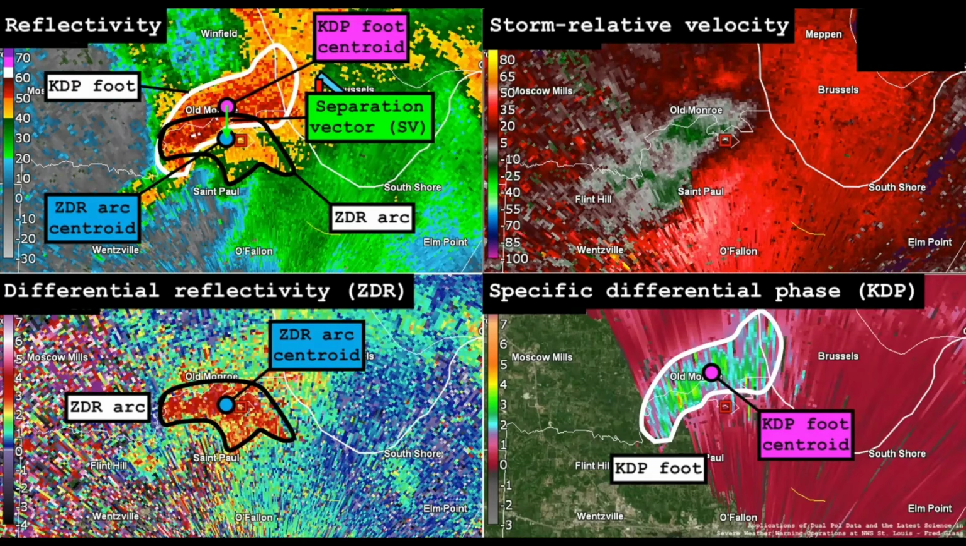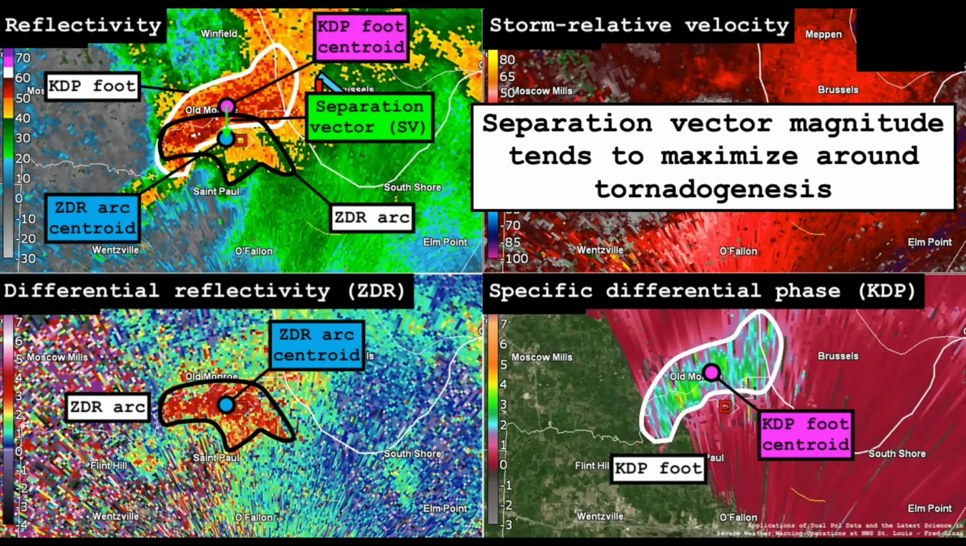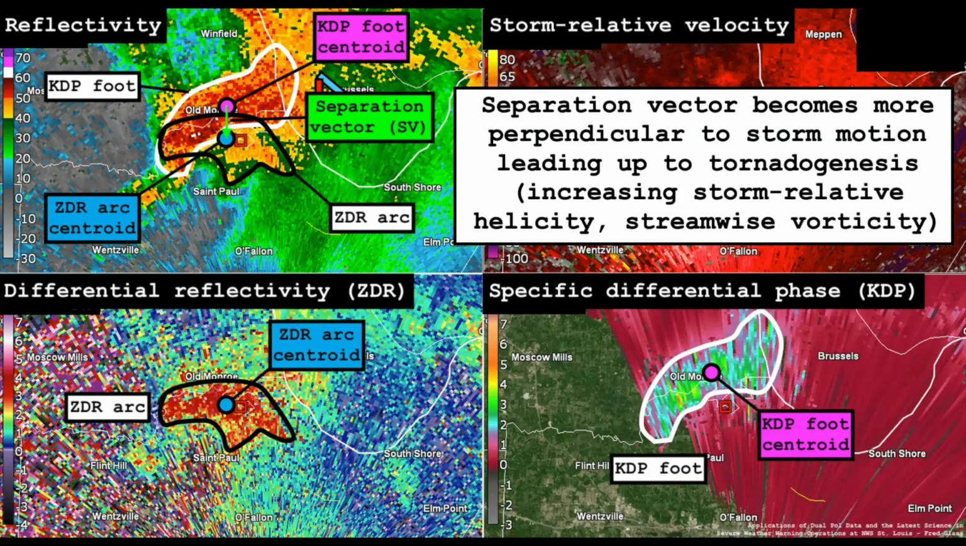They determined that the separation vector's magnitude, i.e. the distance between the centroid of the ZDR arc and the centroid of the KDP foot, tends to maximize around the time of tornadogenesis. They also found that the separation vector tends to become more perpendicular to storm motion leading up to tornadogenesis, and that both storm relative helicity and streamwise vorticity tend to increase with increasing perpendicularity between the separation vector and storm motion. When the separation vector and the storm motion vector are more parallel to each other, the vorticity is more crosswise.